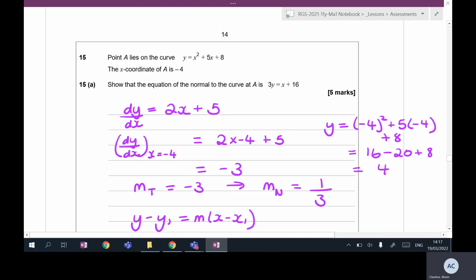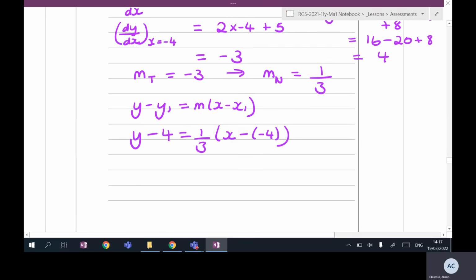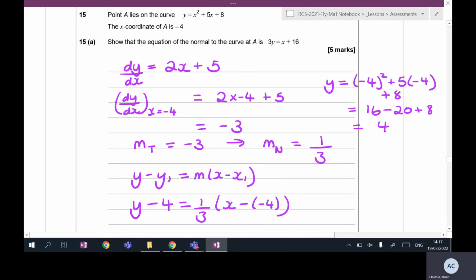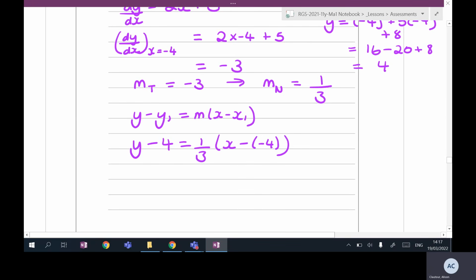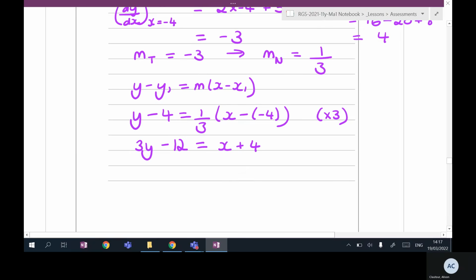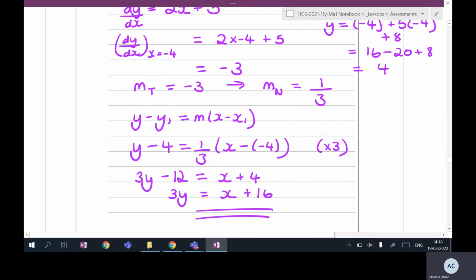So my y-coordinate would be 4. So that's what's going to go in as your y1. And then if you look at the form, they want the equation, they want 3y to be the subject. So if I multiply everything by 3, I'm going to get rid of my thirds. So 3y minus 12, and that whole bracket will just be on its own because it had a third in front of it and we've times by 3. So I wanted 3y the subject, so just add the 12 to the other side. And it's x plus 16, which was what the show that was.